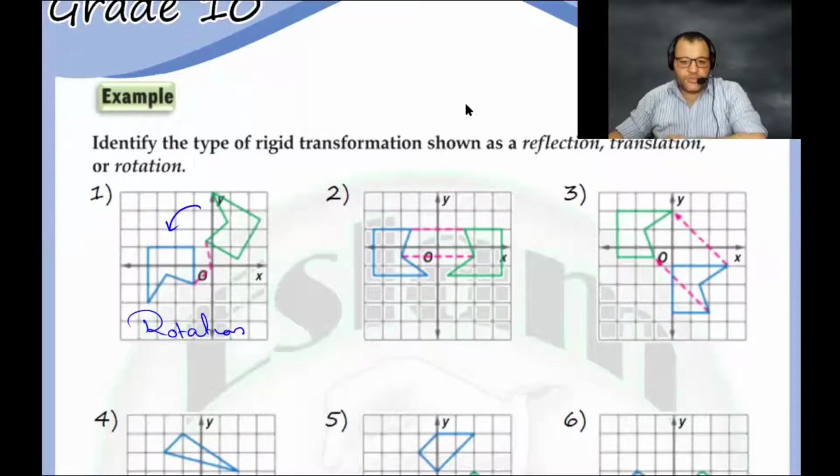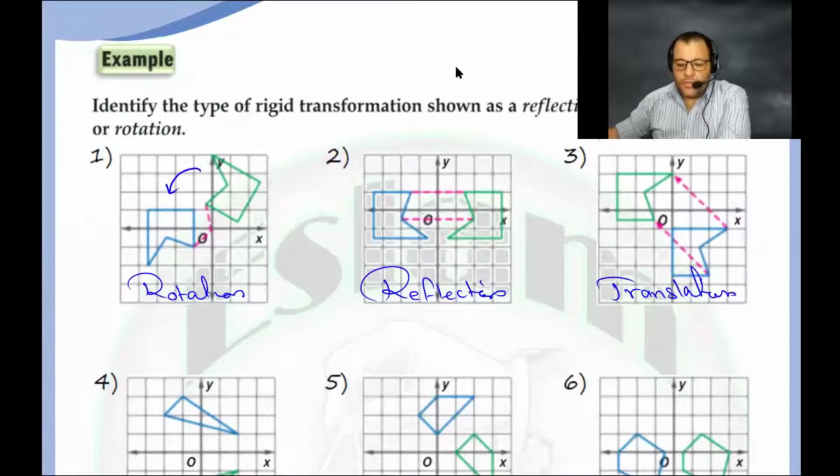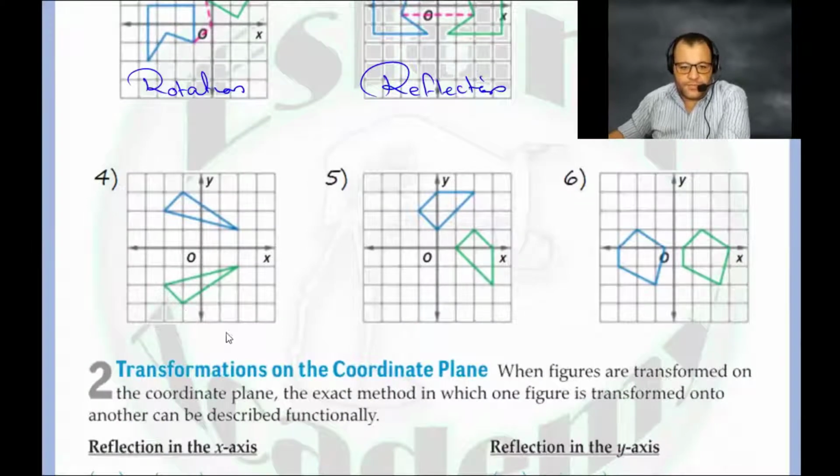Okay, for number two, reflection. Number two is reflection. For number three, we slide the figure, so it will be translation. For number four, reflection. Number five, rotation.